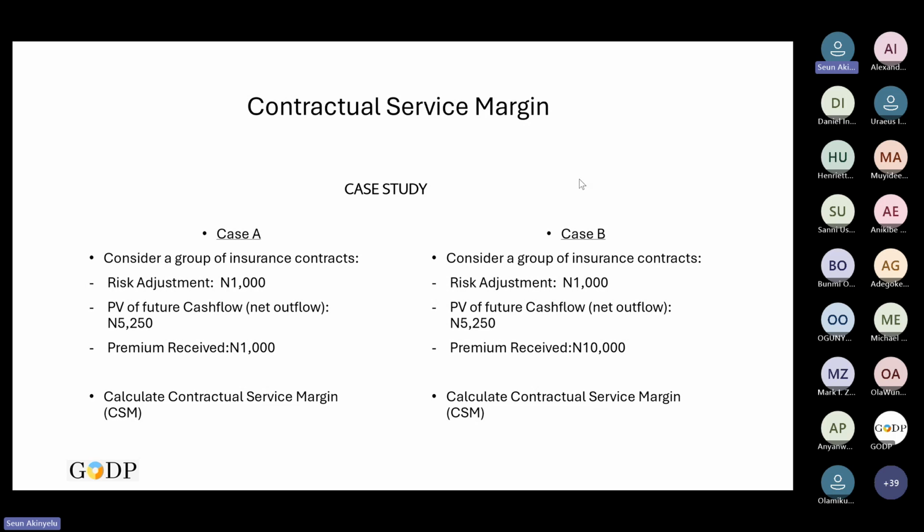So please, anybody wants to help me? What is the CSM of these particular ones? Anybody wants to help me? The first case A, what's the CSM? What's the CSM of case A? Minus 5,250.